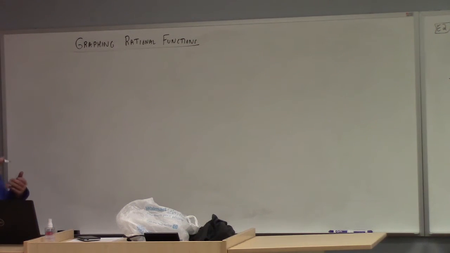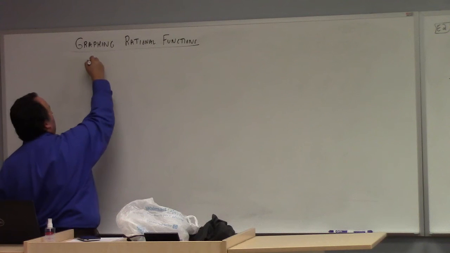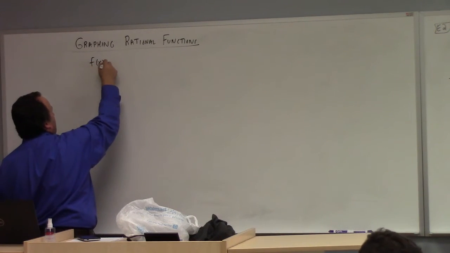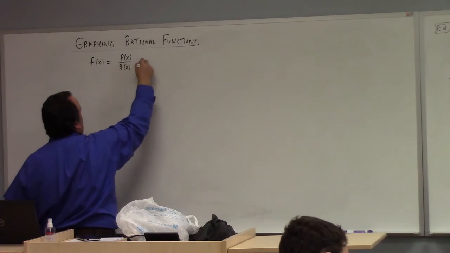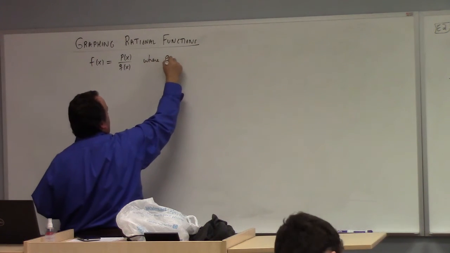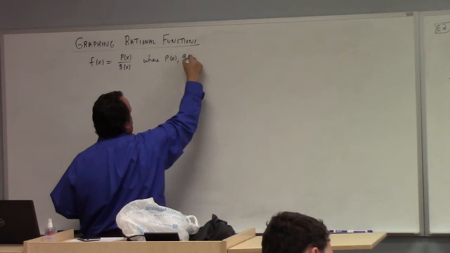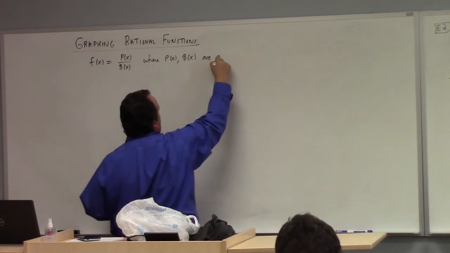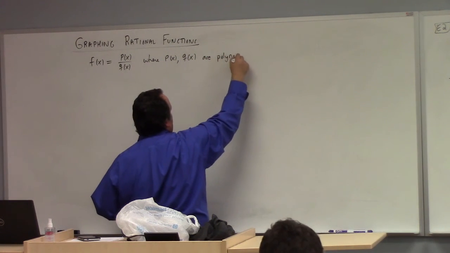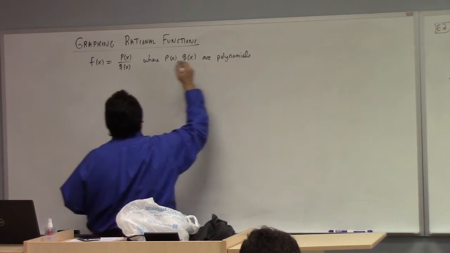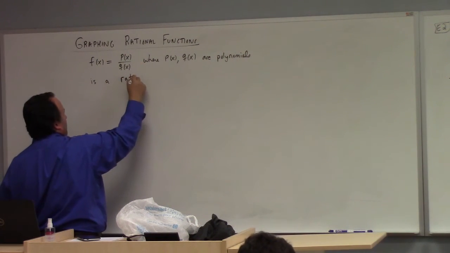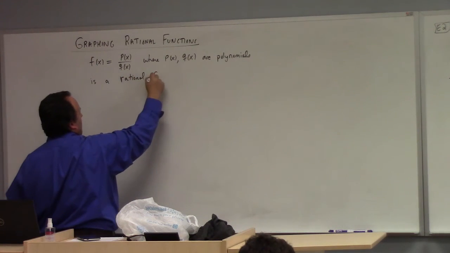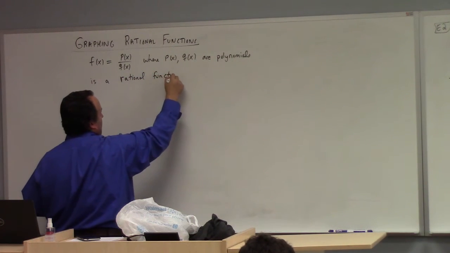So what is a rational function? A rational function has the form f of x equals p of x over q of x, where p of x and q of x are polynomials. So we want to talk about how to graph rational functions.